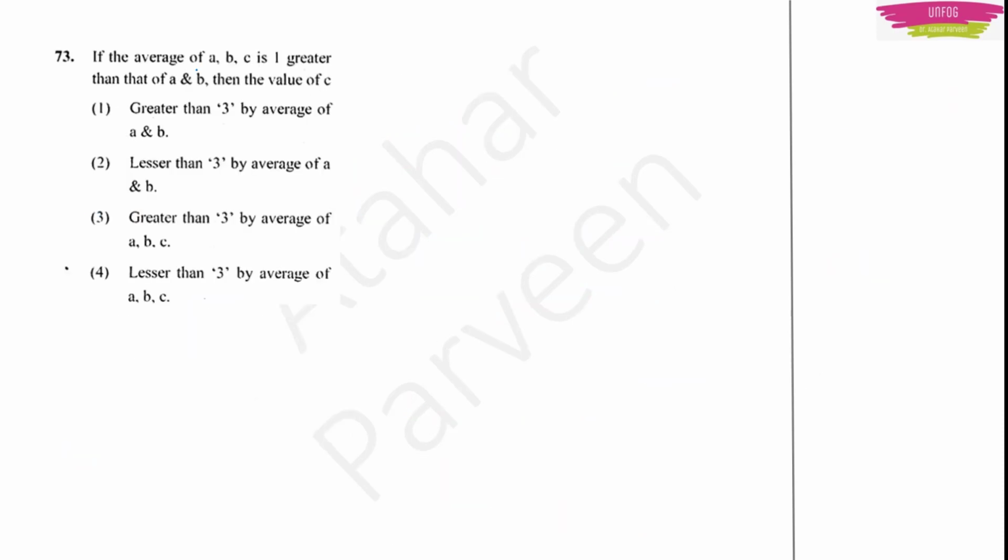Okay. The question is, if the average of ABC is 1 greater than that of A and B, then the value of C will be. We don't know what it is. We have to find it. So this question is involving average, right? How do you calculate average? Average is equal to sum of terms upon number of terms, right? Now what is given?